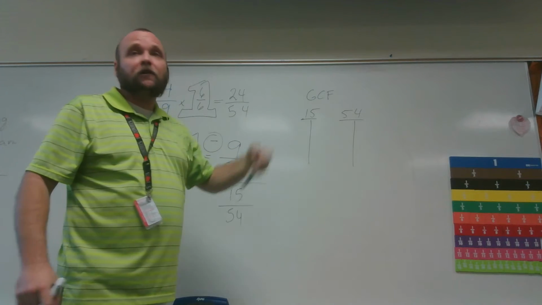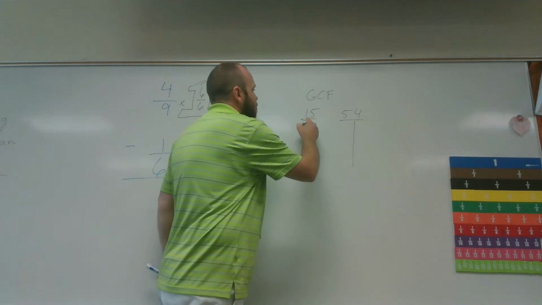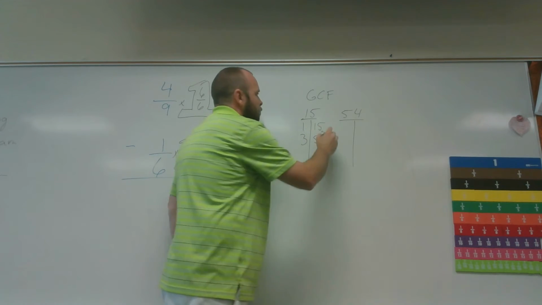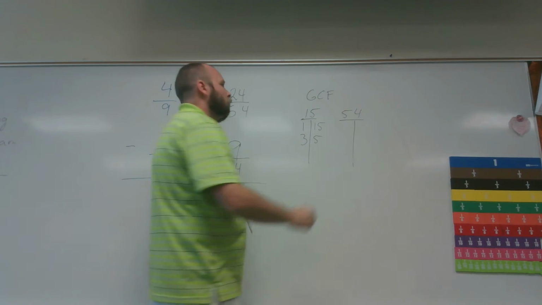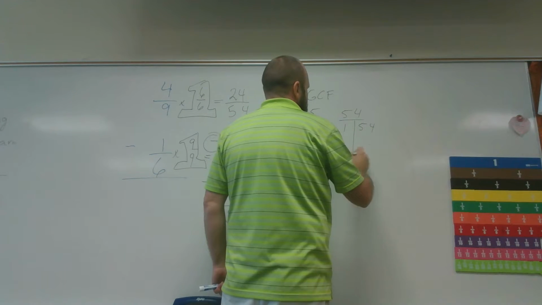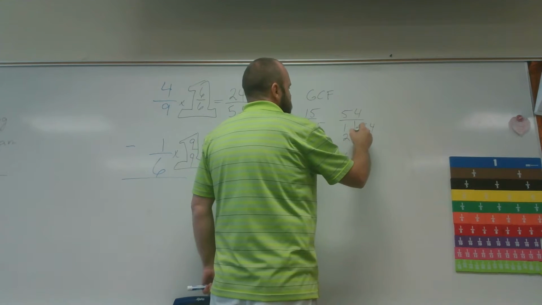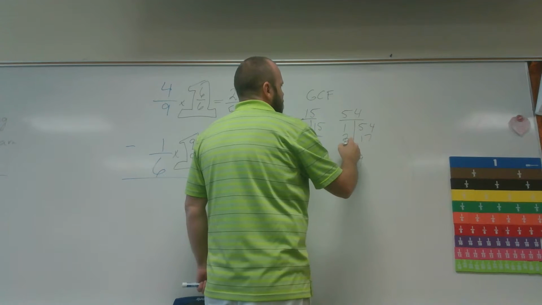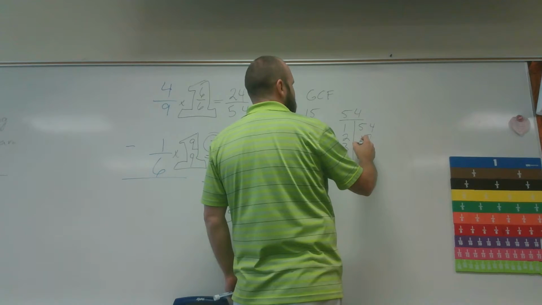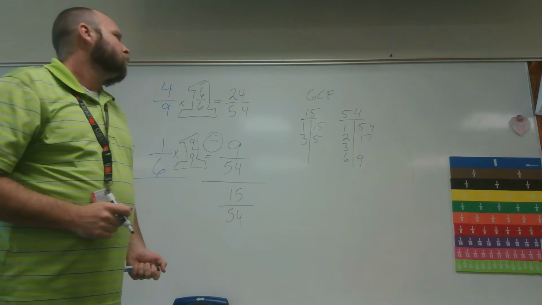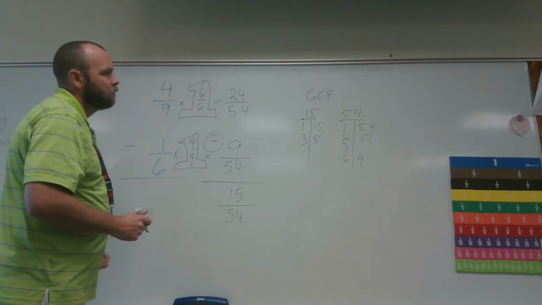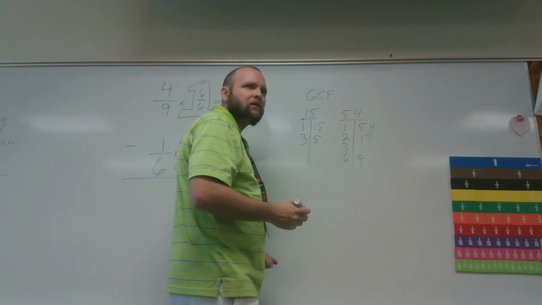Our factors for 15 are 1 times 15, 3 times 5, and that's it. For 54, we have 1 times 54, 9 times 6, 2 times 27, 3 times 18. Is that right? Check on your phone. Hurry, you're wasting time.